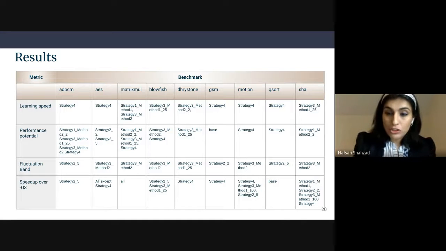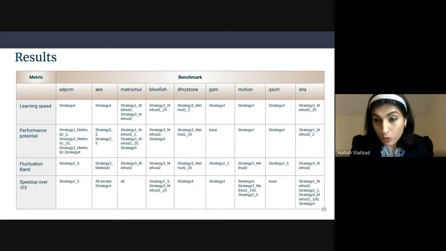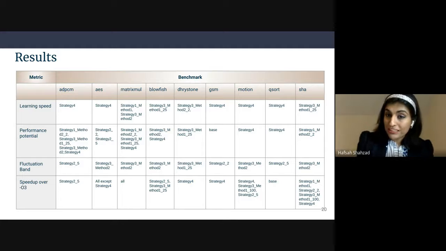Now, one thing that I want to mention is that these metrics and these strategies are important for specific developer goals. While learning speed might be important for one developer and for a certain application, it might be important for another developer to completely eliminate the fluctuation band or achieve speed up over O3. And this has been the basic crux of our work, that developers can choose whichever metric or criteria is important to them, and then choose the strategy that will give them the optimum result. Next slide, please.